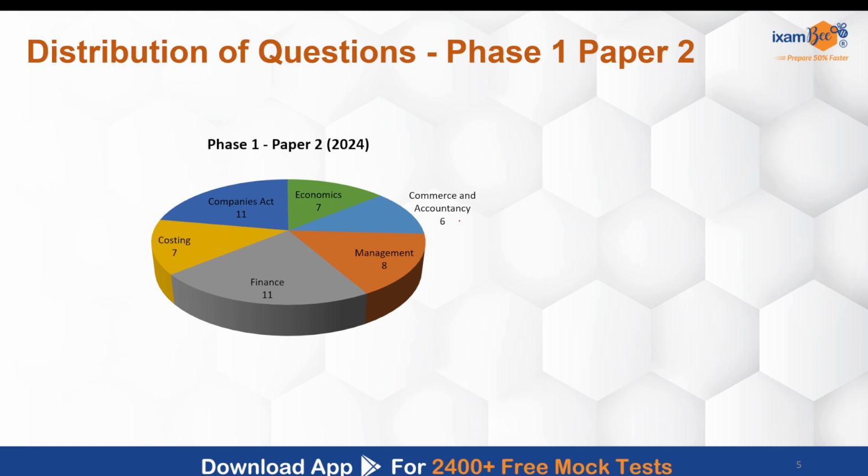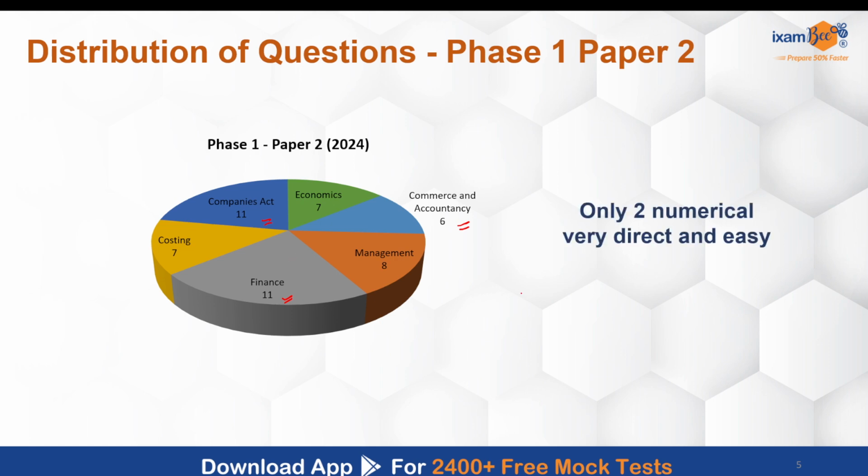Minimum questions came surprisingly from accounts, and maximum questions we saw from the finance segment and Companies Act. Especially, I will say Companies Act saw a lot of coverage in this, and they touched upon all the topics, all the 7 chapters that they have mentioned, right?